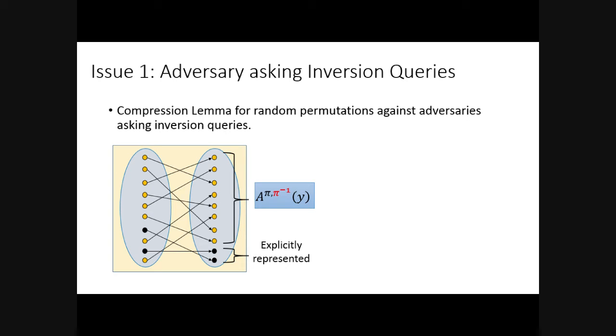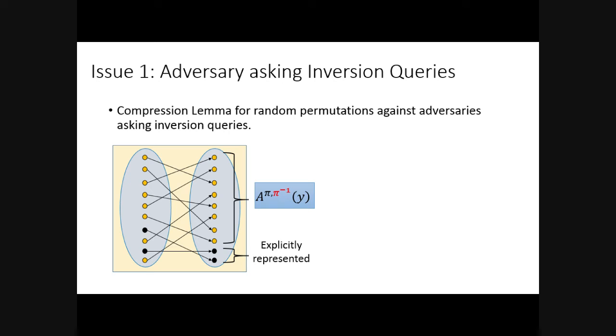So for the first issue, the adversary can ask inversion queries. We can also think about this issue in the context of random permutations. That is, the adversary could also ask inverse queries to the permutation. So this new thing here is pi inverse. This is the new oracle that A has access to. So let's say that these are the points, the red points, that A could ask the inverse of. So we can't say anymore that these points are being inverted by A, because A is asking the permutation to invert it forward. So we can't say that these are points on which A can invert.